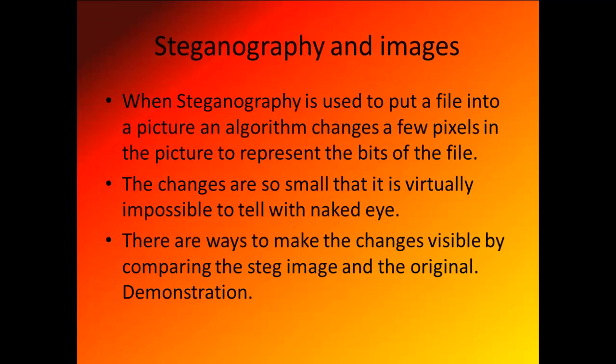When steganography is used to put a file into a picture, an algorithm slightly alters a few of the pixels in the picture in order to represent the bits of the file that is hidden. The changes in the pixels are very slight, and the pixels themselves are so small that it's virtually impossible to tell with the naked eye. There are ways to make the changes visible by comparing the steg image and the original image through a filter. This is what I will be doing in my demonstration.